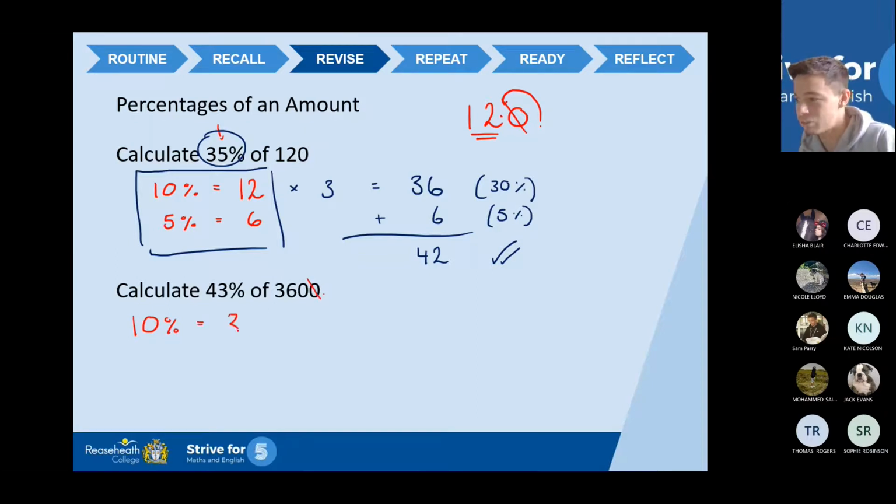So 10% is 360. Okay, let's look now. I'm going to need a 1% because a 1% value will allow me to get 3% quite easily.